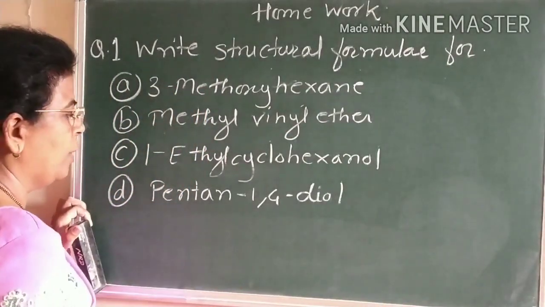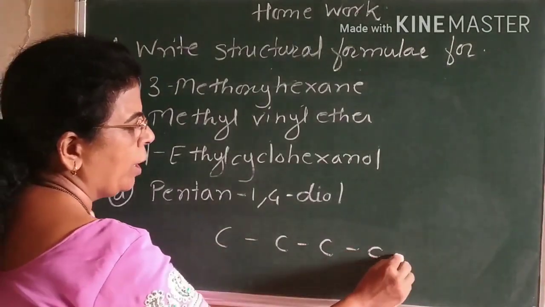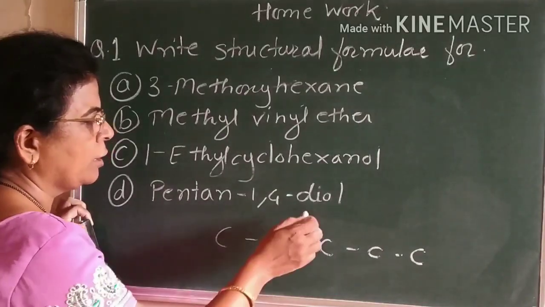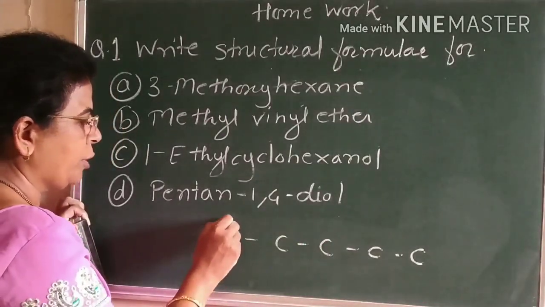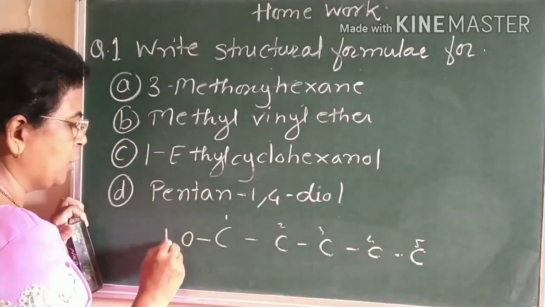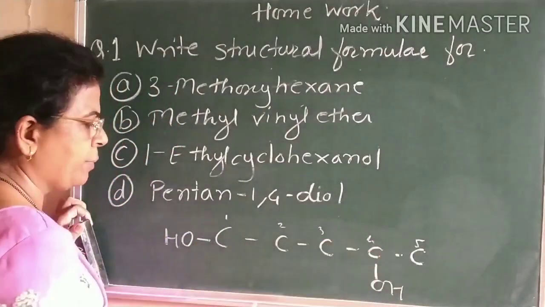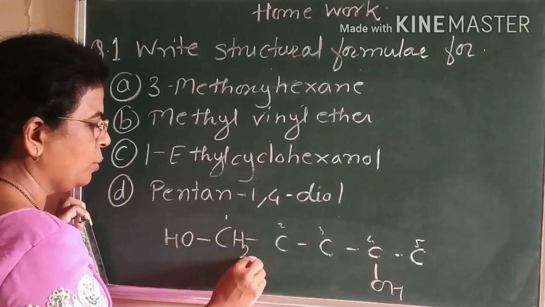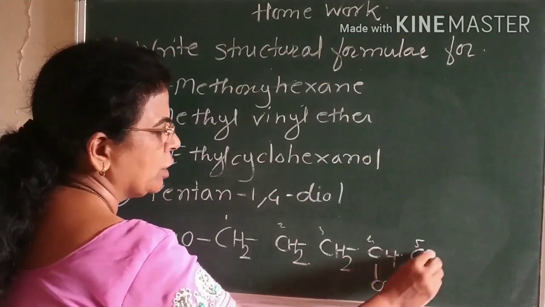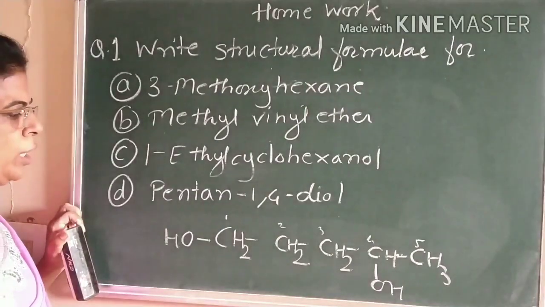Now this, pentane-1,4-diol. Pentane means 5 carbon atoms: 1, 2, 3, 4 and 5. At 1 and 4 position there are 2 hydroxy groups. Now give numbering 1, 2, 3, 4 and 5. At 1 position there is an OH group, at 4 position there is an OH group. Now where are the carbon atoms? Here CH2, CH2, CH2, CH, CH3. This is the structure of pentane-1,4-diol.